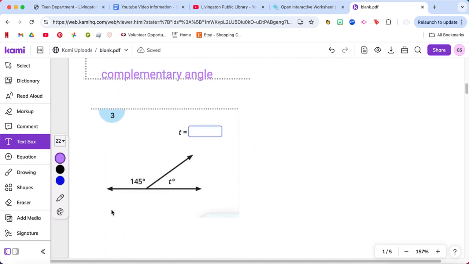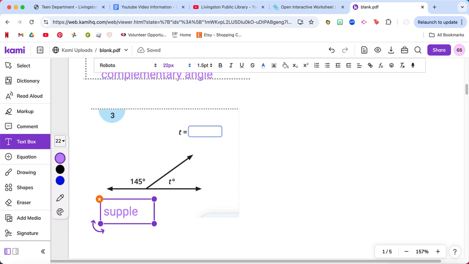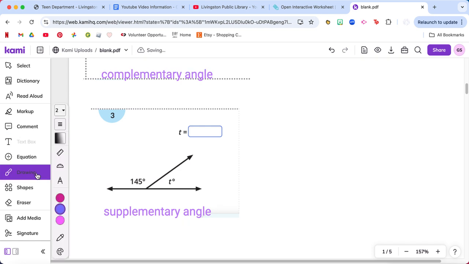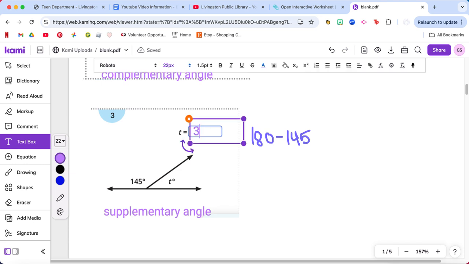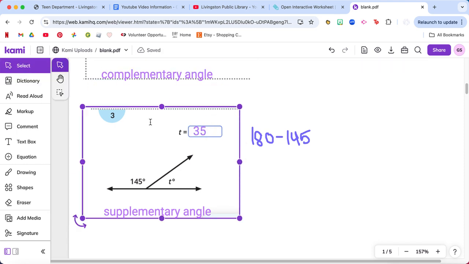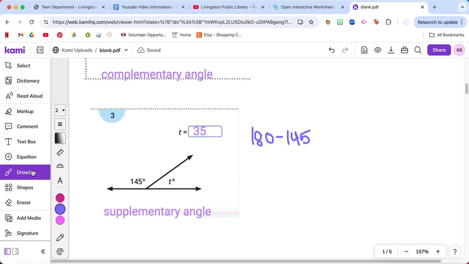Next, this we call a supplementary angle. In supplementary angles, they have to add up to 180. A way to do that, similar to complementary, we just subtract the 145 from 180. So not 90, but instead 180. With that, we get 35. So t is going to equal 35. And again, you can check the answer by adding 35 and 145, and you should get 180.